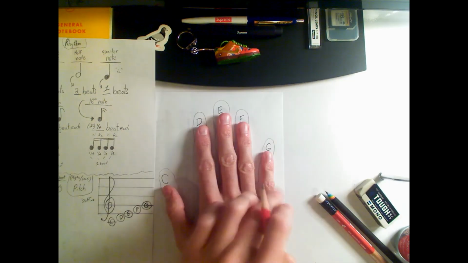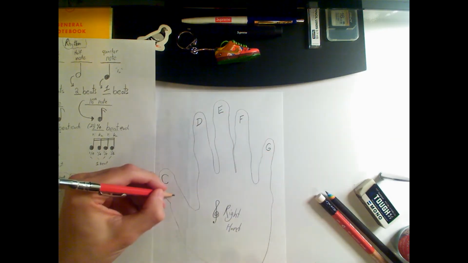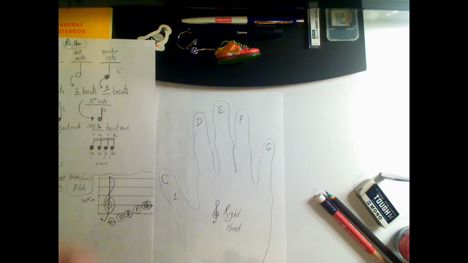When we talk about playing piano, we also label each finger with a number. So our thumb on our right hand is going to be finger number 1.